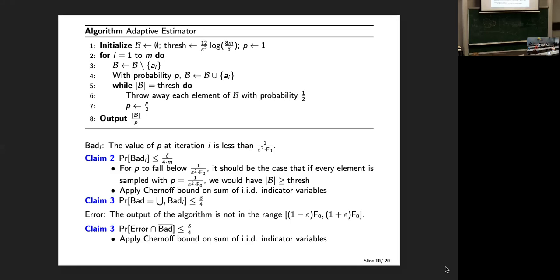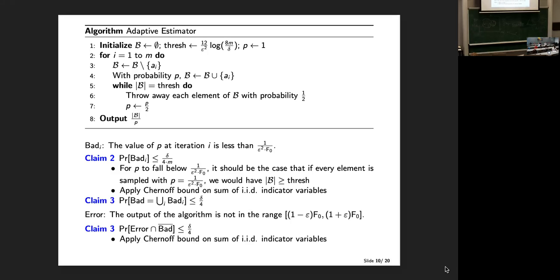Does it mean you should only care about bad sub M rather than all the bad sub I's? Bad sub M? Because P is monotonically decreasing. Yeah, but maybe... no, I think bad sub M will just say what is the probability goes down below this one, right? And the issue is, what time does it go down? Because bad sub I is the place where it goes down.